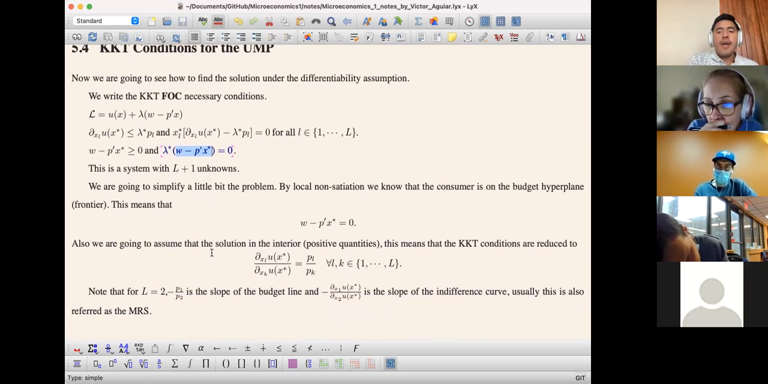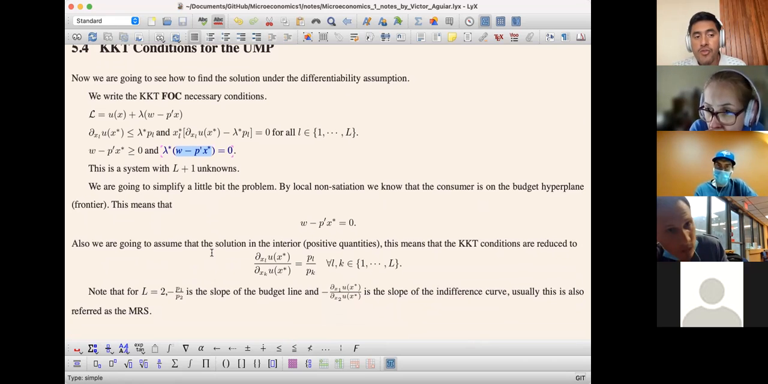Okay. Again, as I mentioned, and also Martin realized, by local non-satiation, we know that the consumer is on the budget hyperplane frontier. This means that W minus P times X prime, X star, is equal to zero.